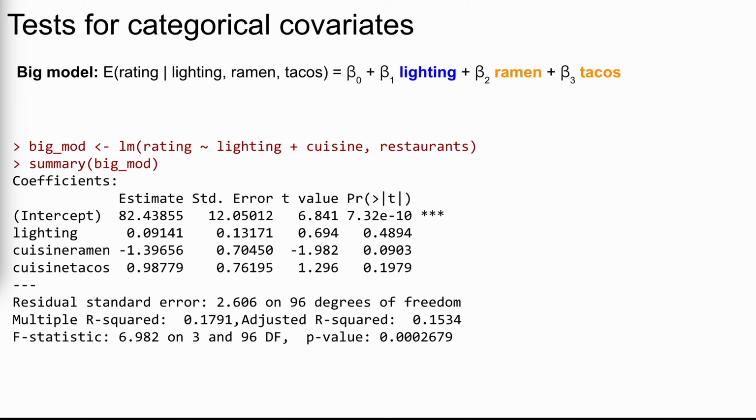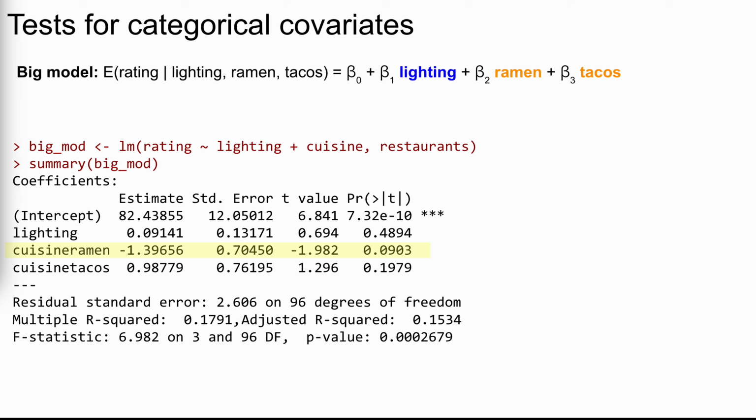Finally, let's consider another common and powerful application of the F-test, testing hypotheses about categorical covariates. For example, consider the model of restaurant rating by lighting and cuisine type, where cuisine falls into 3 categories: pizza, ramen, and tacos. By default, since pizza is the first alphabetically, it serves as a reference category for this model, thus does not appear in the list of our coefficients.